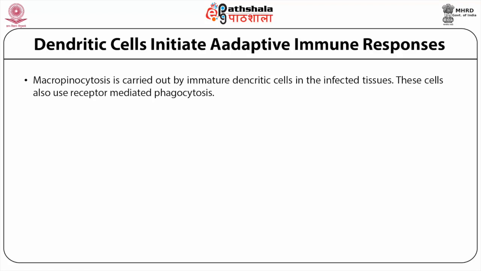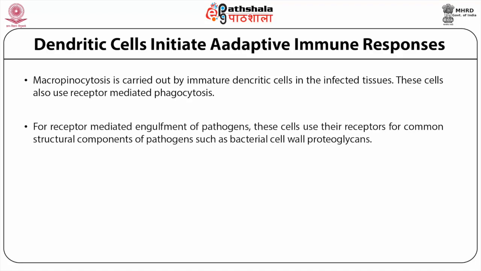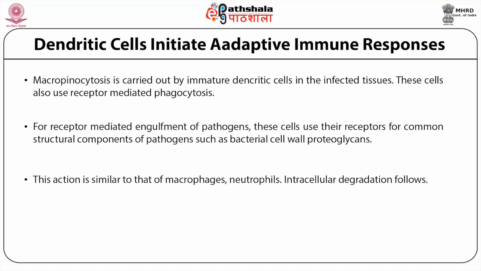Macropinocytosis is carried out by immature dendritic cells in the infected tissues. These cells also use receptor mediated phagocytosis. Arising from bone marrow, these cells become localized in various tissues. Later, these cells migrate via lymph to the nearby lymph nodes to meet naive lymphocytes. For receptor mediated engulfment of pathogens, these cells use receptors for common structural components of pathogens such as bacterial cell wall proteoglycans. This action is similar to that of macrophages and neutrophils, and intracellular degradation follows.